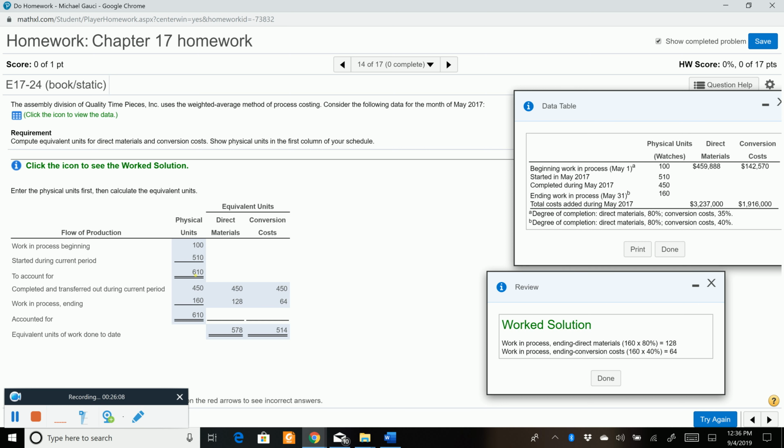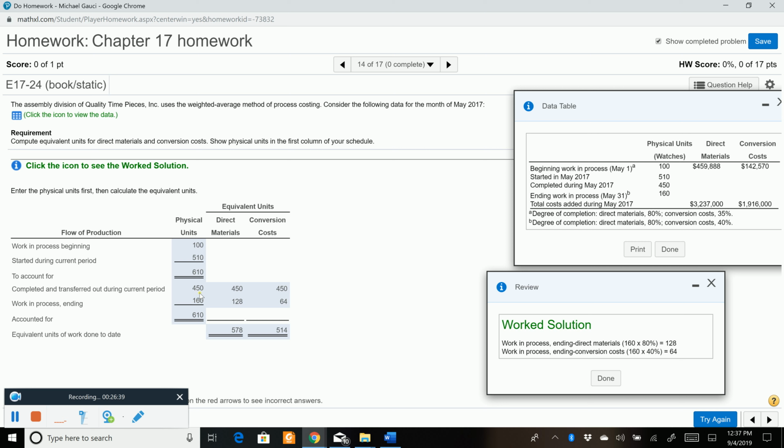Now, those are the flow of physical units. The second step is to compute those physical units to equivalent units. Because 450 units were completed and transferred out during the period, and if we're using weighted average, that means they're 100% complete with materials and conversion costs. So 450 times 100% will give us 450. So our equivalent units are the same as the physical units.